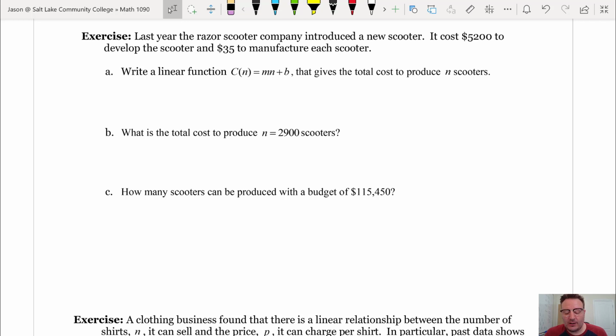So that's our b value. And then the cost per scooter is $35. And notice that has 2 units to it. It's dollars per scooter. So that's a rate of change. That's our slope. So our cost function here, C, as a function of n, is going to be 35n plus 5,200. Okay, let's use that function in part B here. What is the total cost to produce 2,900 scooters?